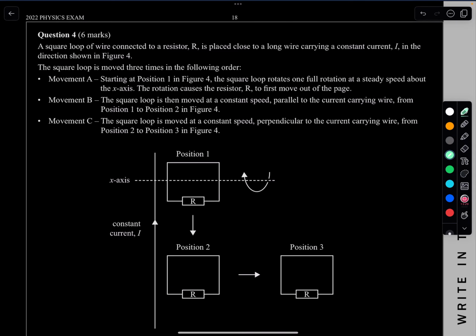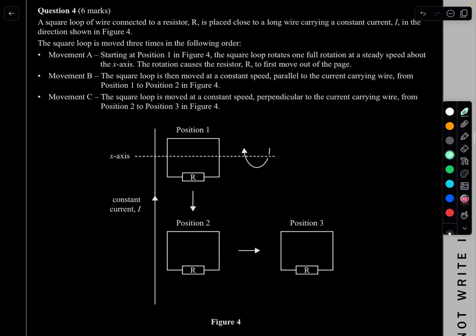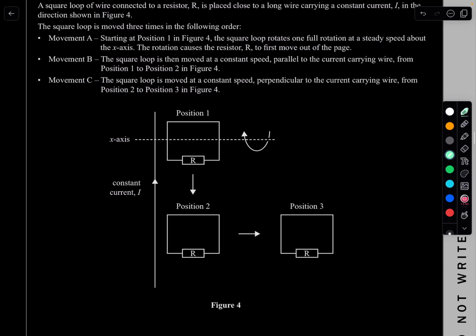Question 4. A square loop of wire connected to a resistor R is placed close to a long wire carrying a constant current in the direction shown. So remember, when there is a current carrying wire, we know that there's going to be a magnetic field produced, and we can determine that magnetic field using our right-hand grip rule. So the square loop is moved 3 times in the following order. Movement A, starting in position 1, the square loop rotates 1 full rotation at a steady speed about the x-axis. The rotation causes the resistor R to first move out of the page.